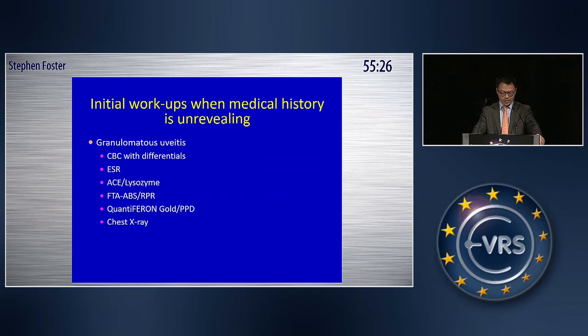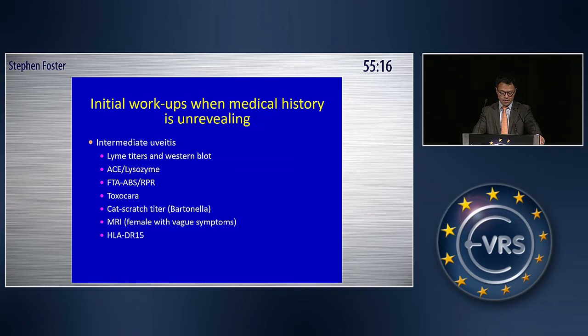Now, as granulomatous uveitis, then you're looking at CBC with differentials, you're looking at ESR, you're doing ACE and lysozyme, syphilis workup, QuantiFERON-GOLD, PPD, and chest X-ray. Intermediate uveitis, you look at Lyme titer. And again, that's probably more coming from the northeast of United States. Lyme is always something to consider.